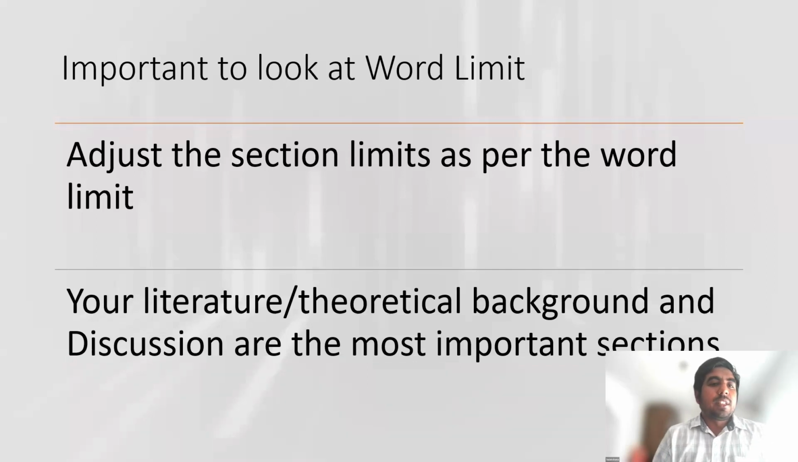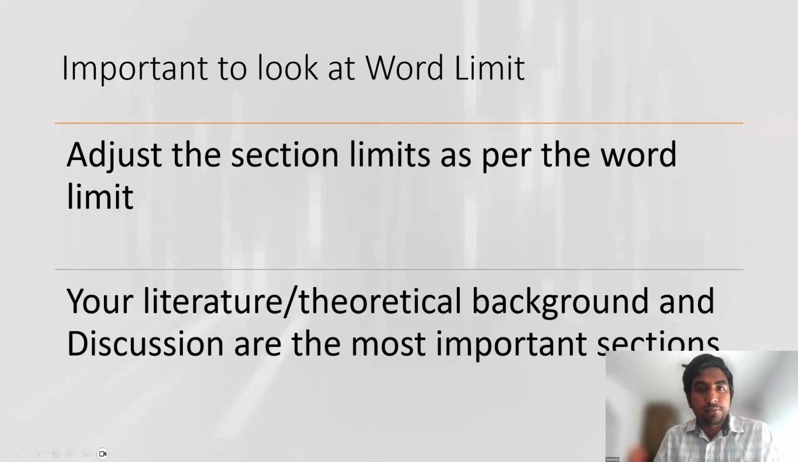The word limit I gave you is more in the line of 6,000 to 7,000 words, but sometimes conference papers have less than that, 5,000 words, sometimes even 4,000 words. Then you have to adjust the limits based on that. The main thing is you need to have bigger sections for your theoretical background and the discussion section. Those are the two most important sections of your conference paper or journal paper. So this is the overview.